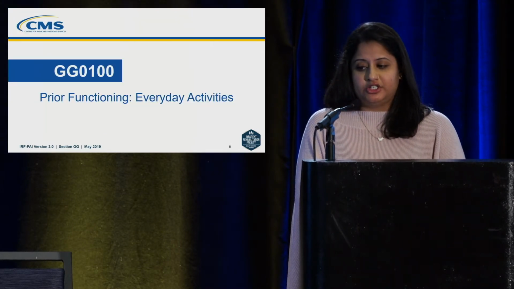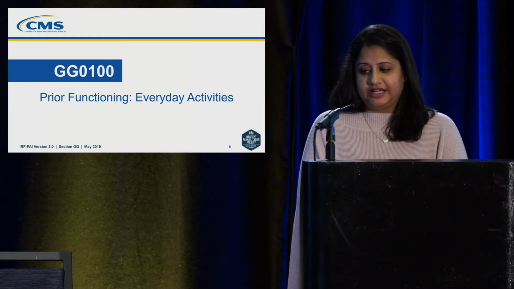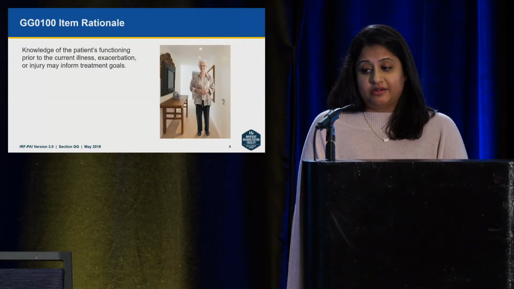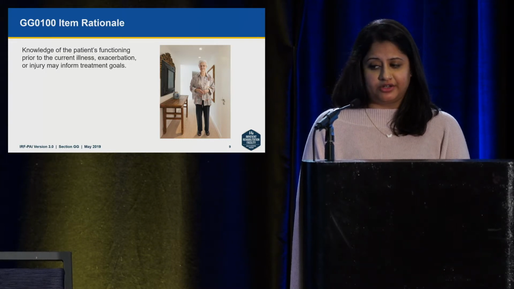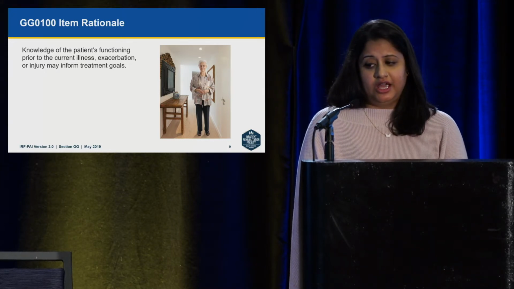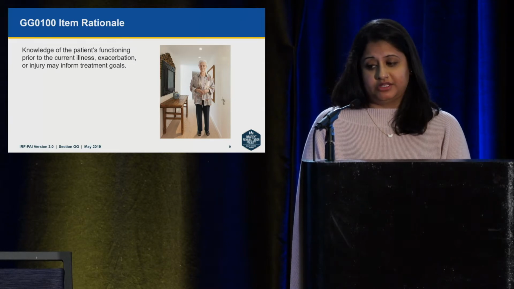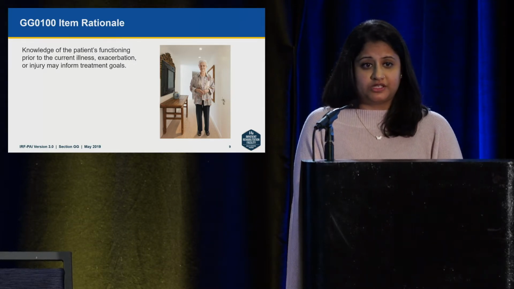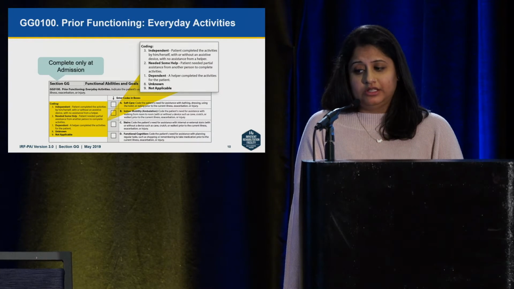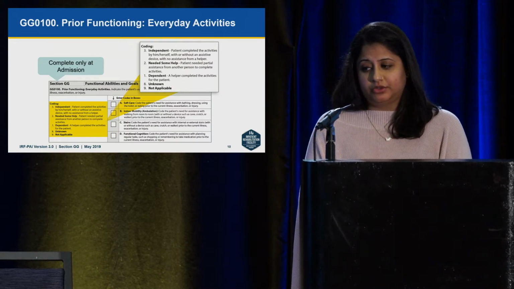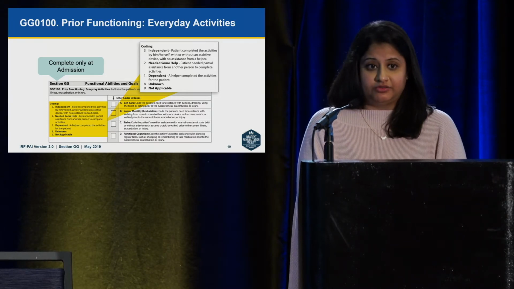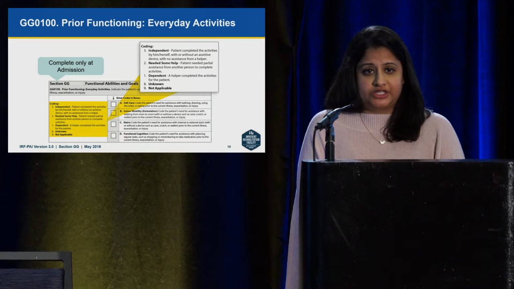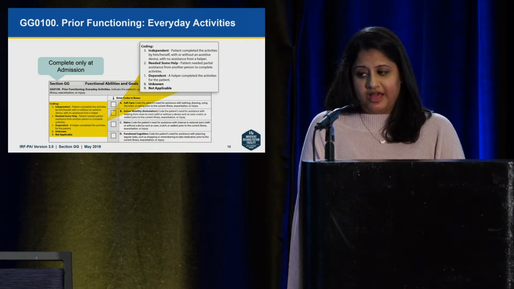We'll start off with GG0100, prior functioning with everyday activities. The item rationale is, of course, to establish knowledge of the patient's functioning prior to the current illness, exacerbation, or injury, and the hope is that it would inform treatment goals for this patient. It's completed only at admission, and we'll go through the coding specifically in just a couple of slides, but it is a little different than what you would code for other section GG items, so just be mindful of that when coding them.